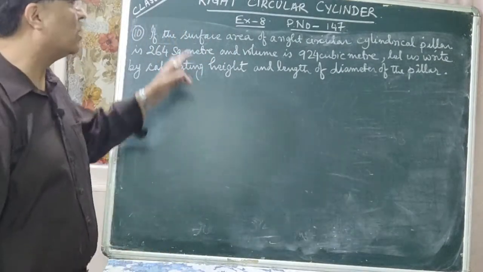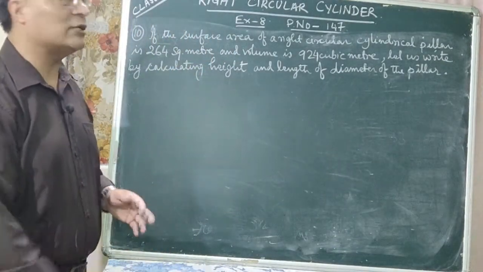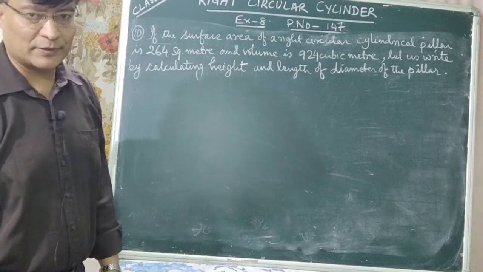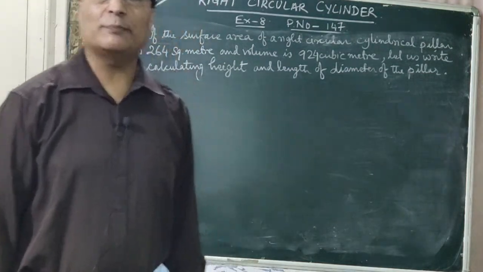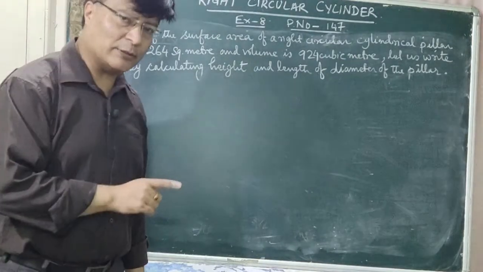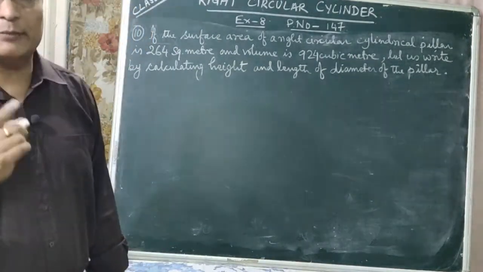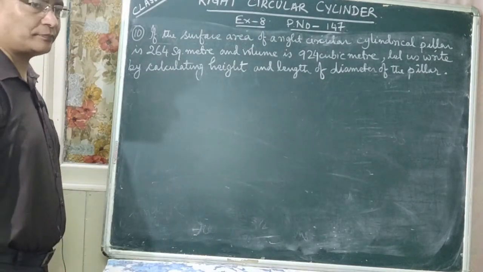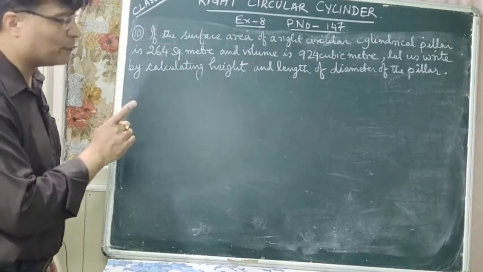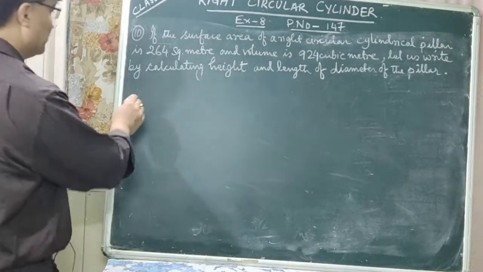That is your volume. So volume of the cylindrical pillar is 924 cubic meter. Okay? So let us write by calculating the height and the length of the diameter of the pillar. You have to find out the height of the pillar and the length of the diameter of the pillar. Okay? So let us assume the height of the pillar as well as radius of the pillar.